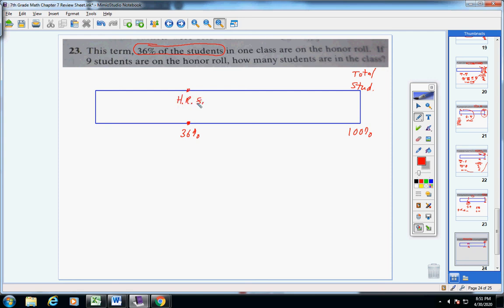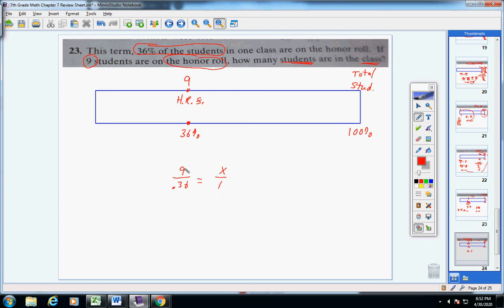Now, do they tell us the total students? No. Do they tell us how many honor roll students we have? Yes. If 9 students are on the honor roll. So my honor roll students are 9. There we go. We're all set. And it's asking for how many students are in the class. And that's what we got right here, total students. So 9 over 0.36 is one ratio. My next ratio is x over 1.